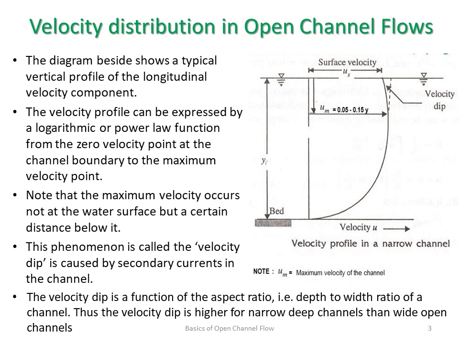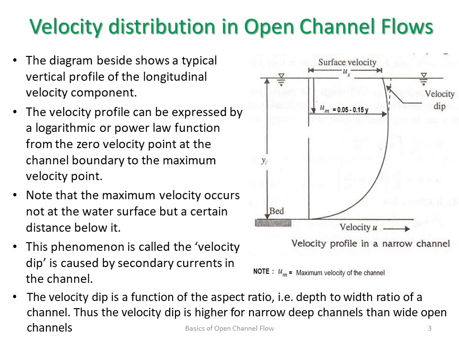Let's talk about the vertical velocity profile more. In the diagram on your right hand side, you can see a typical velocity profile of the longitudinal component. The profile shown here can be expressed mathematically by a power law or a logarithmic law. The velocity varies from zero at the boundaries to the maximum at some distance below the surface. This is a typical phenomenon of open channel flow, that the maximum velocity occurs not at the surface, practically, but some distance below it. This phenomenon is known as the velocity dip.